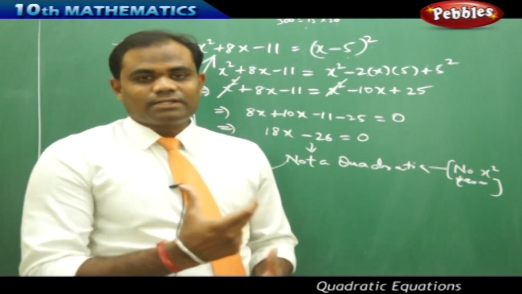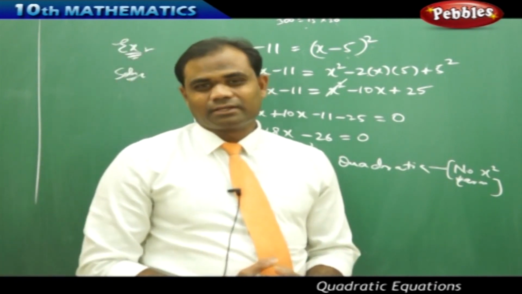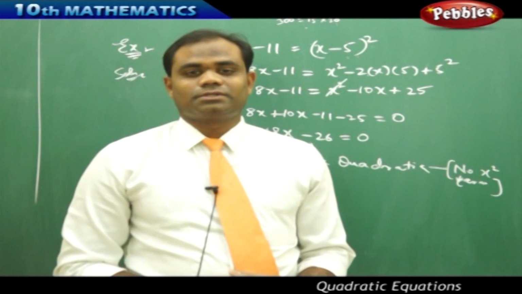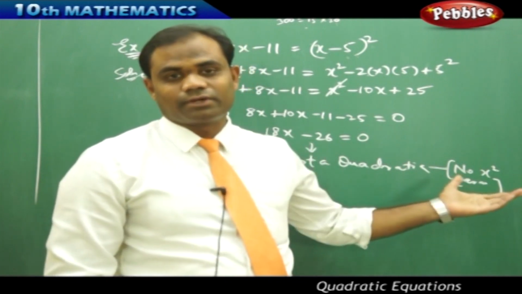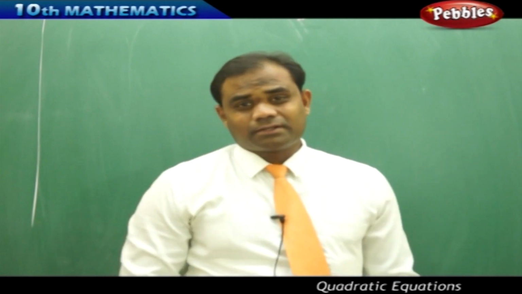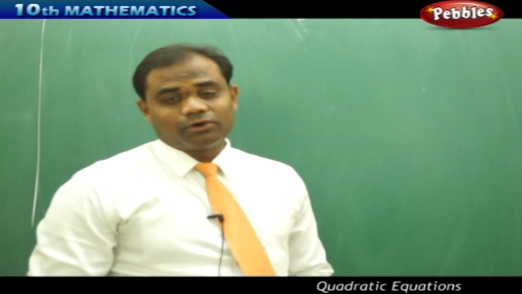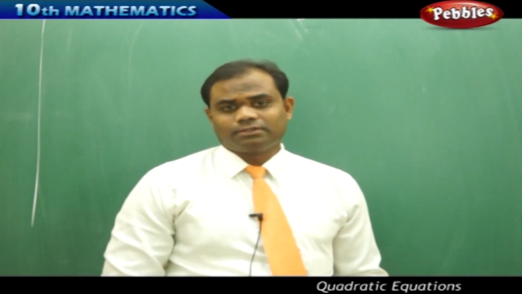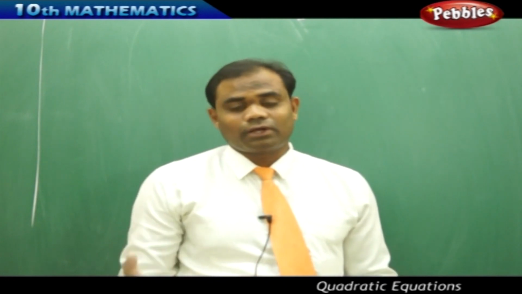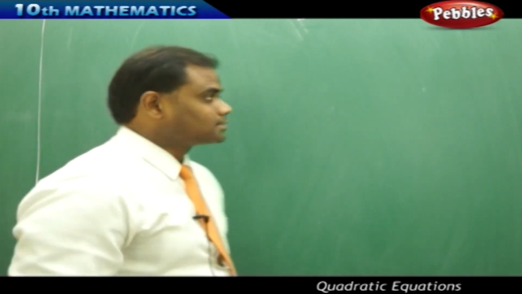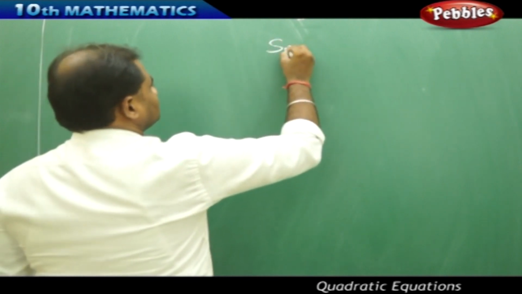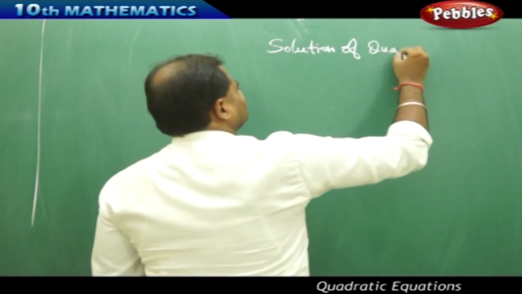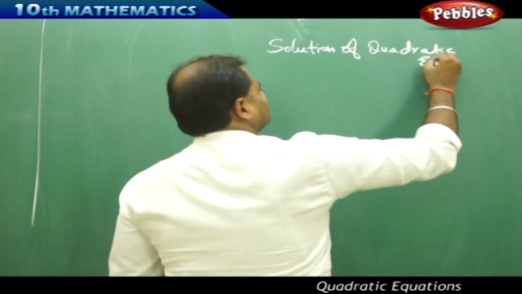Now with this, once I identify that the given equation is quadratic, the next task is how to find the solution of quadratic equations. The factorization method is already dealt with. Now, how to find the solution of a quadratic equation, or initially, what is the solution of a quadratic equation? What do you mean by the solution of a quadratic equation? So let's start with the heading, solution of quadratic equation.